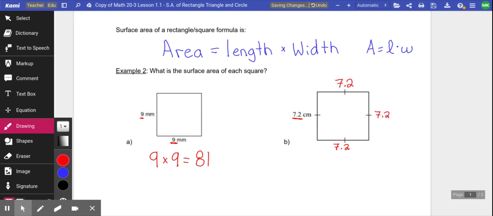Isn't that what the lines mean too? Yep. And that's what these little symbols mean. So if there's a line through a side like that, it means any other side that has that line is the exact same length. So these are all 7.2.